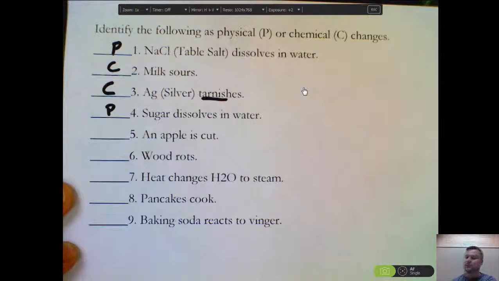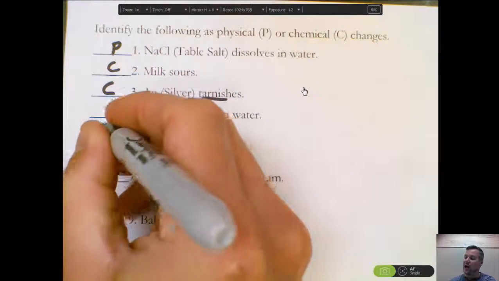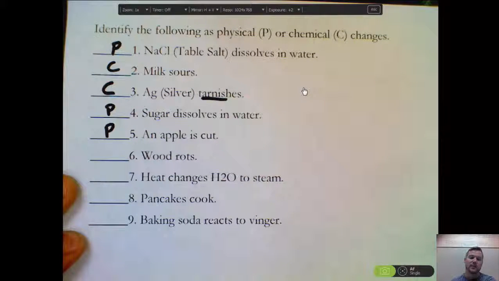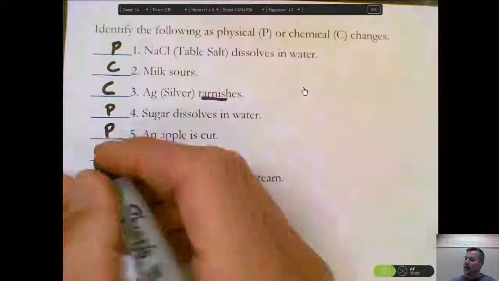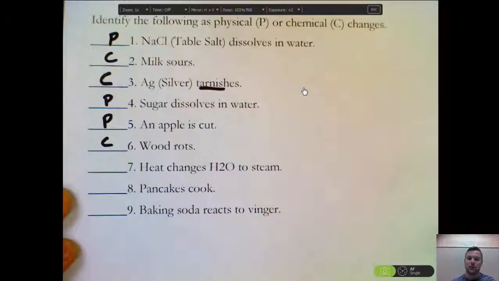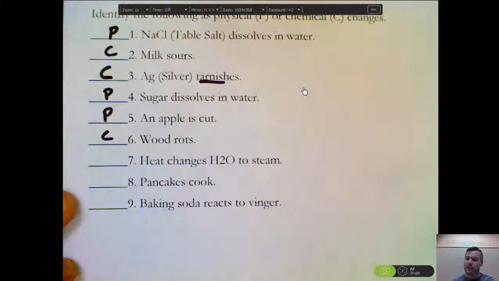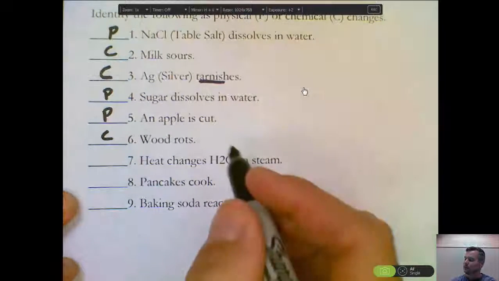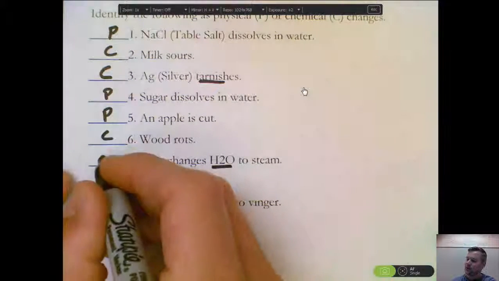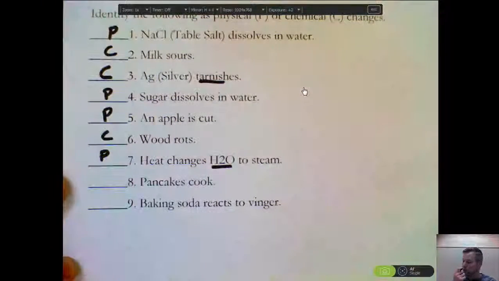Cutting an apple. I still have apple. It's just in 2 halves. So that's physical. Wood rotting, that's a form of decomposing. I can't undo rotting. That's a chemical reaction, chemical change. Heat changes water to steam. I would still be able to represent steam as H2O. It's just now gaseous H2O, so that's a state change, which is a physical change.